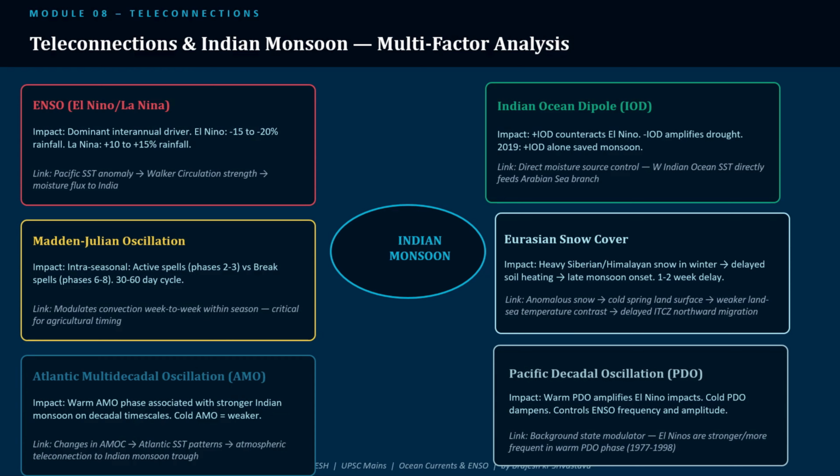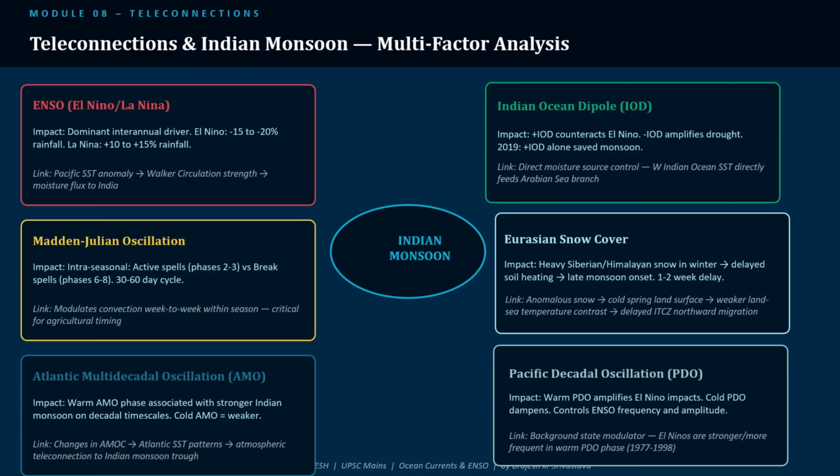Factor 1, ENSO, the dominant interannual driver. El Niño reduces Indian monsoon rainfall by 15 to 20% on average. La Niña increases it by 10 to 15%. The mechanism: Walker circulation strength modulates moisture transport to India.